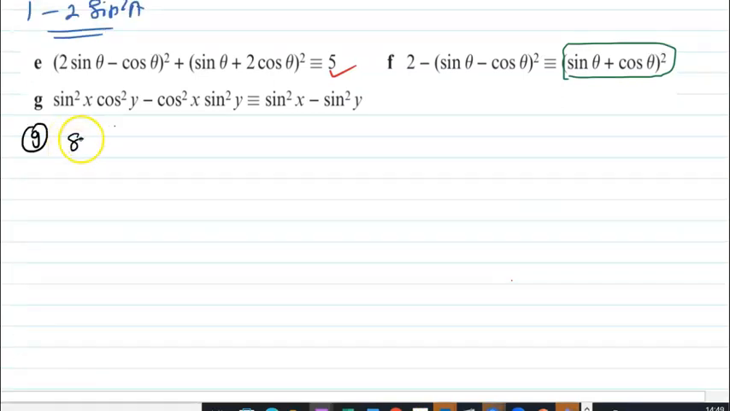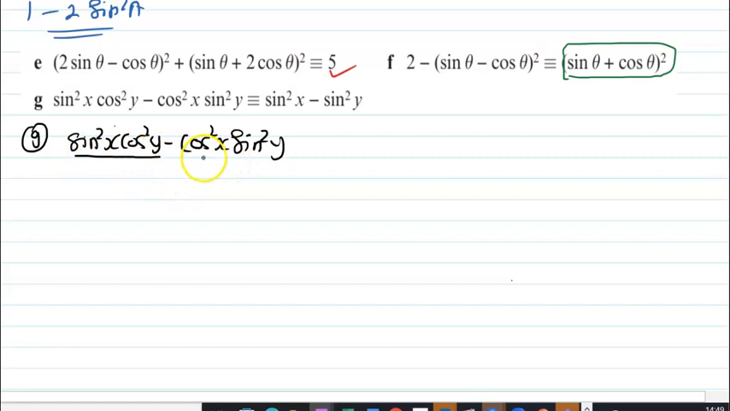It is sin square x cos square y minus cos square x sin square y. Okay. Now, if you see here, it is sin square x cos square y, cos square x sin square y. How are we moving forward here? So see, sin square x we want, if you see on the right hand side, we want sin square x. So do not touch it. And we want sin square y as well. So do not touch it. So it means what we are going to touch? Cos square y and cos square x.